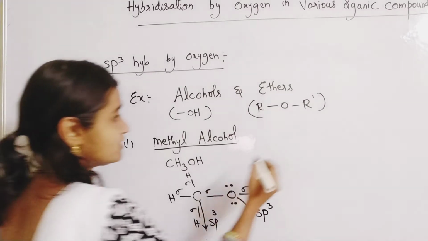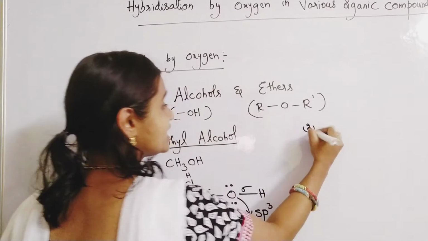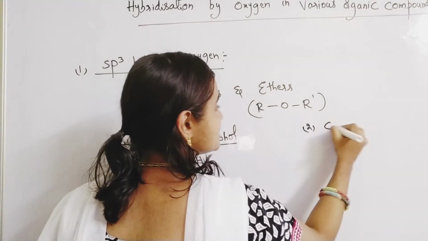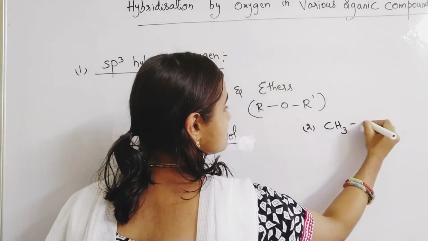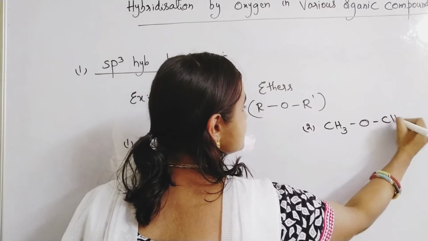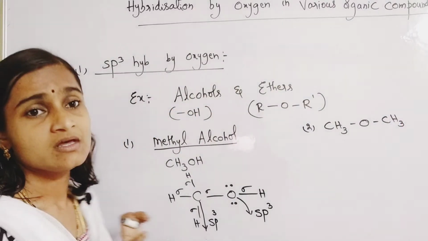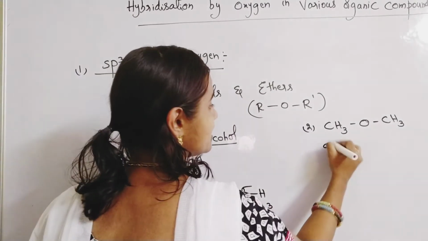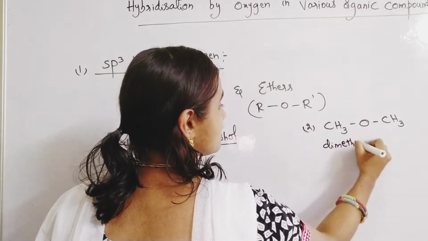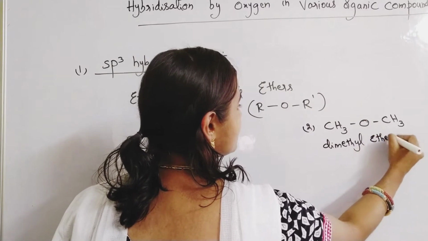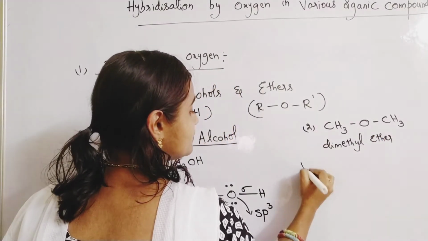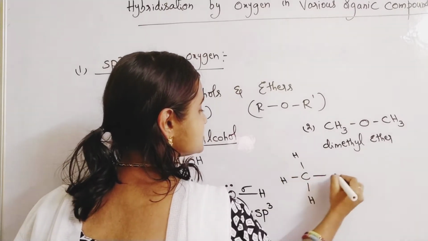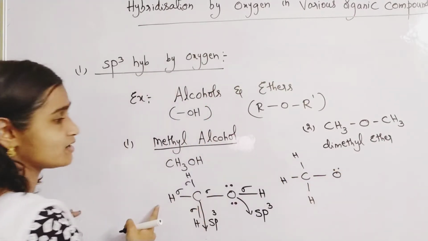Please remember that point. Same like that, if you go for the second example, that is ethers. Okay, now ethers. So let us take methoxymethane, CH3OCH3. You call that as what? Dimethyl ether. Now in this, if you draw the structure, it is as usual as how we have seen in the case of alcohols.